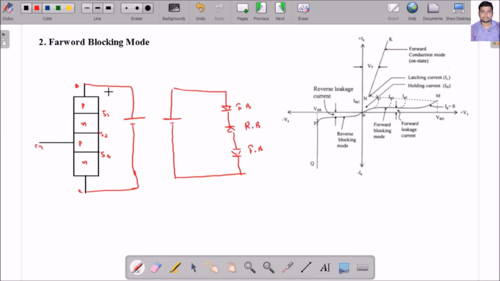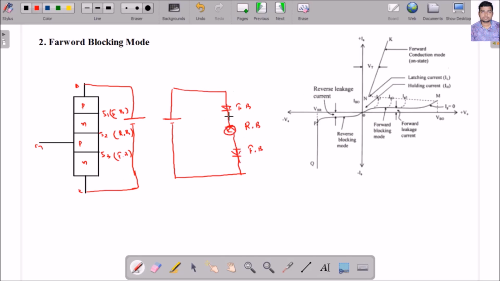So in the forward blocking mode, junction J1 is forward biased, junction J3 is also forward biased, but junction J2 is what? Junction J2 is reverse biased. So I can see J1 and J3 are forward biased, so they can conduct, but the device is open circuited.